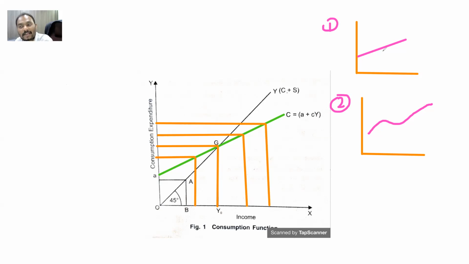Any line which is a straight line is a linear curve. Is the first graph a straight line? Yes, sir. Is the second graph a straight line or a curved one? Curved one. If it is a straight line, it is a linear curve. If it is not a straight line, it is non-linear. Simple as that. Are you all clear, everyone? Yes, sir.